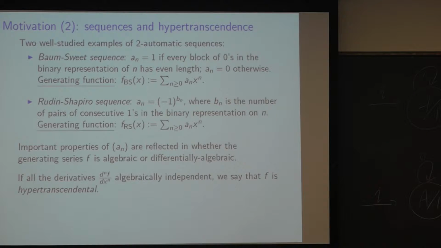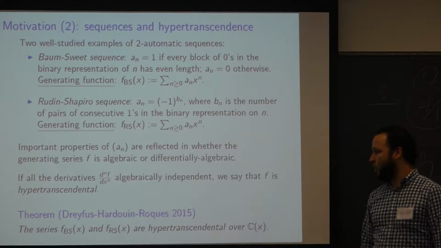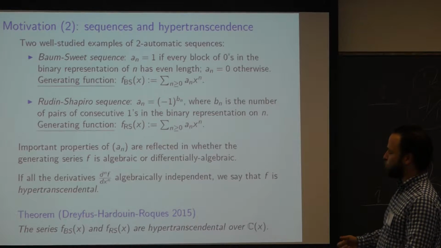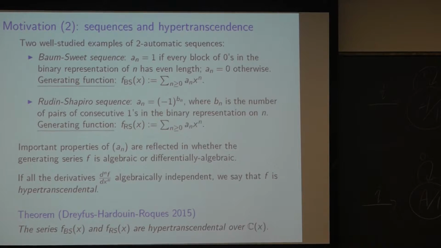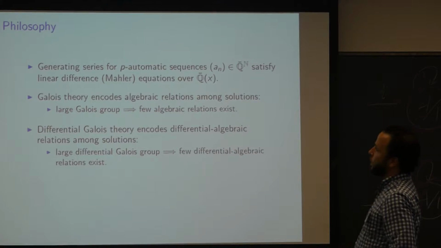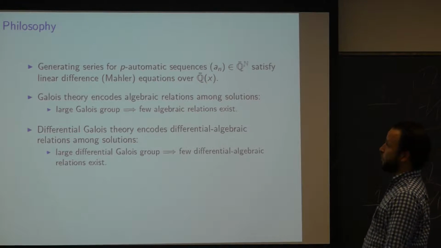So it turns out that the generating functions for these two sequences are hypertranscendental. And that was first proved by Thomas Dreyfus, Charlotte Hardouin, and Julien Roques just last year. So the work that I'll talk about today with Michael, we're trying to develop similar tools to the ones that they use to prove this kind of result. And here's how you go about proving something like that. So as Michael mentioned in his talk, you can associate to one of these automatic sequences a kind of Mahler equation that's satisfied by the generating function.